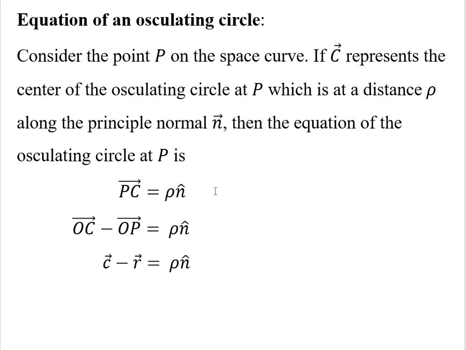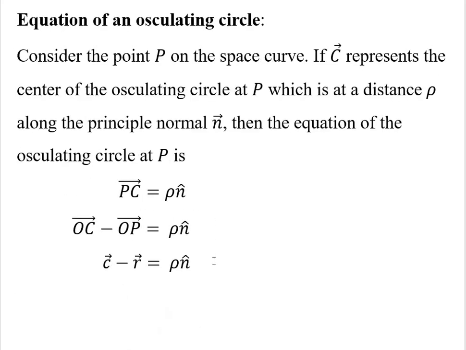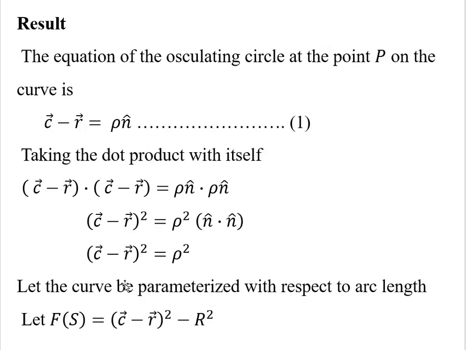From the vector additive law, you may write this: PC vector is OC vector minus OP vector, equal to rho into n cap. Rho is the radius. So C minus r vector equal to rho into n cap. This is the equation for the osculating circle. Now we are going to derive this result, the equation for the osculating circle at the point P on the curve.